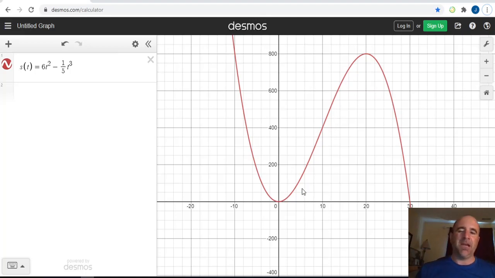Now we're asked for the maximum velocity. That does not mean we're looking for this point right here. This is distance. This would give you the maximum position the dragster has. I don't know how, the dragster must be coming back to the starting line somehow. I'm not sure what's going on here. It doesn't really matter. But this isn't the graph that's going to give us the answer to that question.